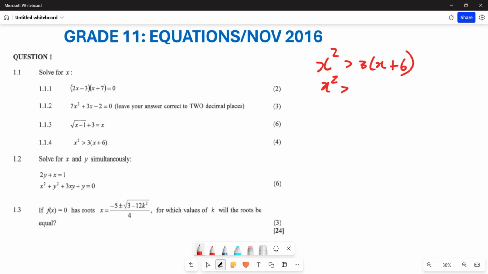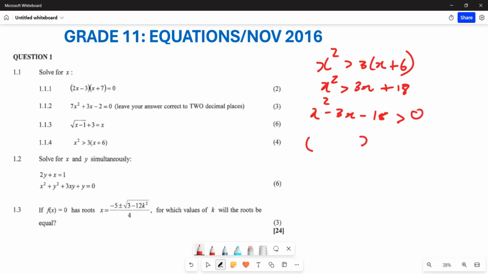And 3 multiplied by 6 is 18 altogether. So this is going to be plus 18. Then now you transpose all of these to this side. This is the same as x squared subtract 3x subtract 18. Are we together? Remember, when all these numbers jump to the other side, they are going to change the sign. So these are going to be greater than 0.